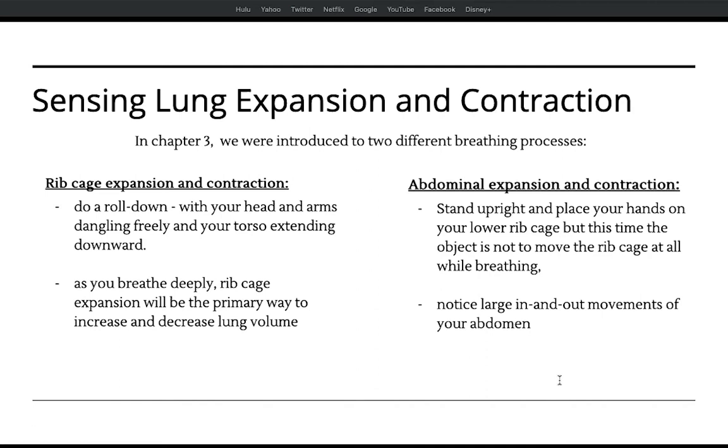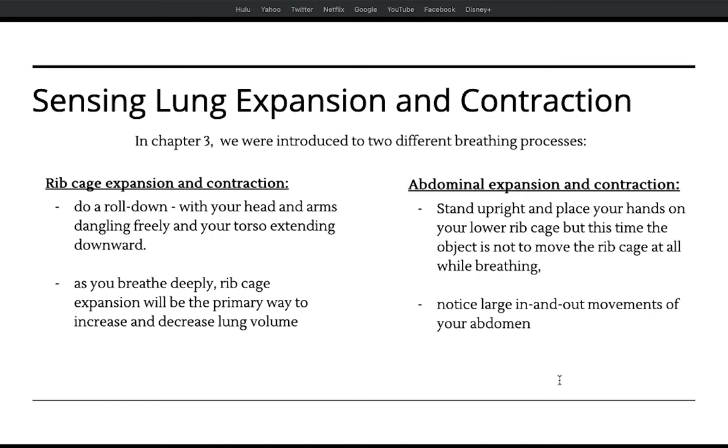Okay. So to gain sensory awareness of your ribcage movement, you have to stand up. You have to do a roll down, which is your head and your arms dangling freely and your torso extended downward. So you're in a position like this. And your abdomen is going to feel greatly restricted in an inward and outward movement. As you breathe deeply, your ribcage will be the primary way to increase and decrease lung volume.